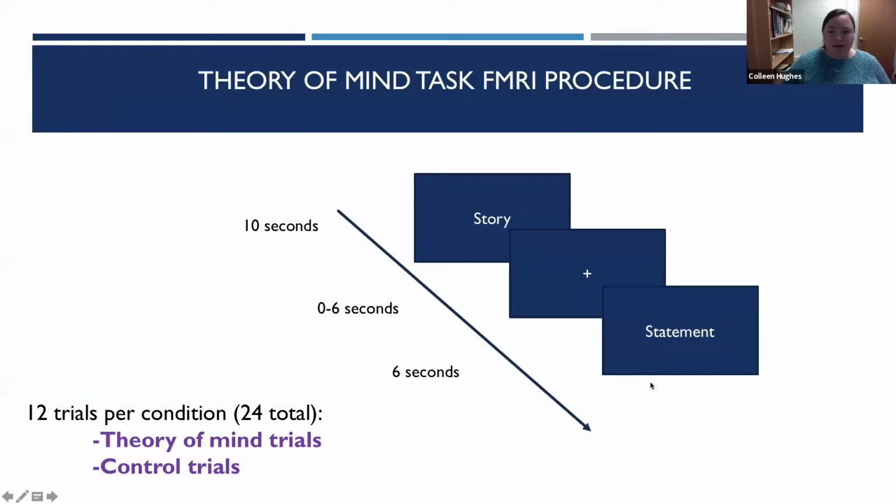And just briefly, the theory of mind tasks, essentially participants read a story and then were presented with a statement about that story that they determined was true or false. And we had trials where participants had to make inferences about what other people know, so regarding theory of mind, and then control trials about objects.